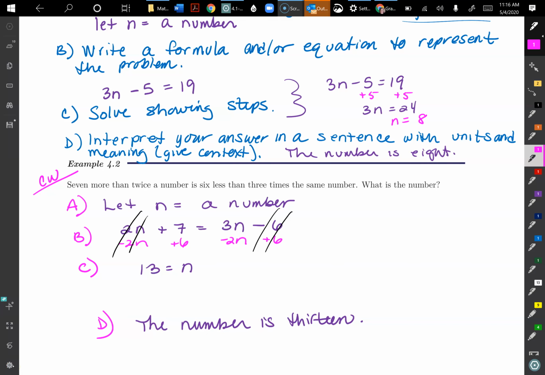Okay, so here's the answer. Let n equal a number. And then we have 7 more than twice the number is 6 less than 3 times the same number. What is the number? So I'm just writing out 2n plus 7 equals 3n minus 6. And then I solved it. I just did some efficient solving there. You can do it in more steps if you want. I get 13 equals n, and then my sentence is the number is 13. And that's really all there is to it for the model and the process of writing it out for integer numbers.